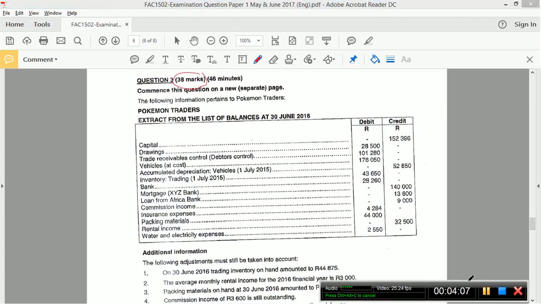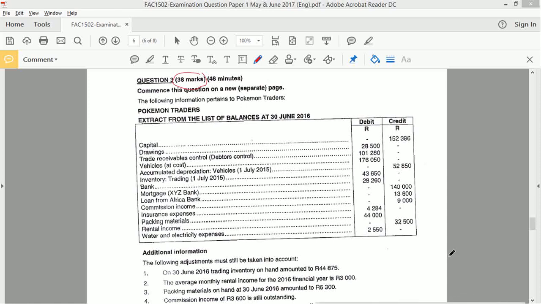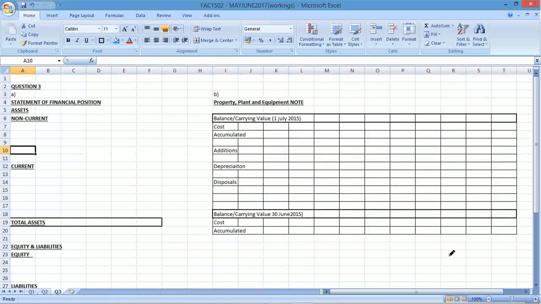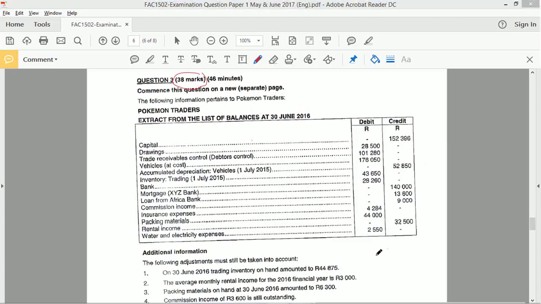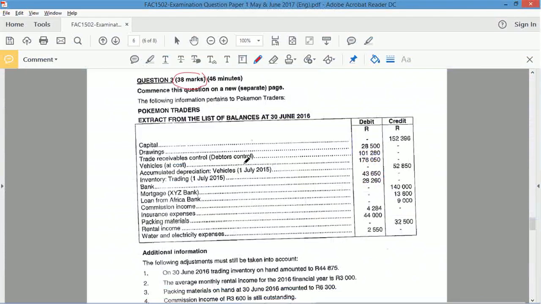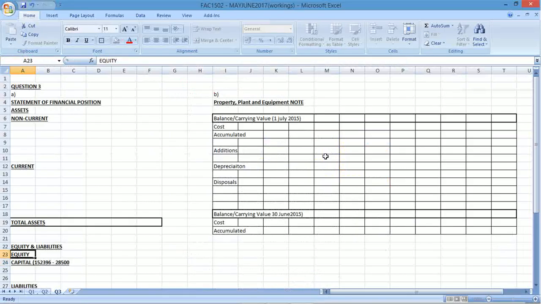Alright, great. So you've gone to the list, you know what they are. Let's check. This is how I would do it. I would literally pull those figures through to where I need to put them. Right, capital is what? Capital is part of equity, so that will go here under equity, capital. I write down the amount, 152,396. The next one is drawings. So then drawings will be minus drawings, 28,500. Next, trade receivables, which is a debtor, which is a current asset.